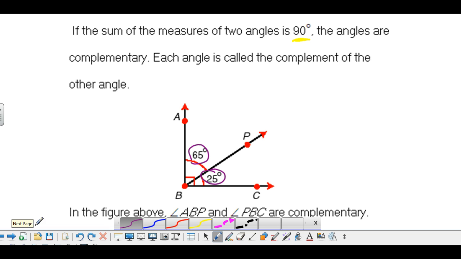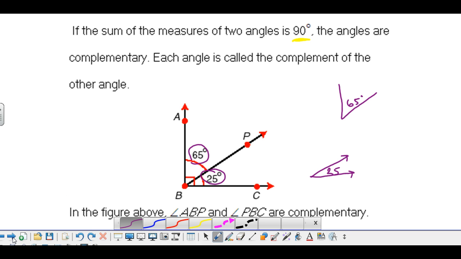However, I also want to point out that to have complementary angles, you don't have to have them be adjacent. You could have a 65-degree angle here and a 25-degree angle over here, and as long as the two measures sum to 90 degrees, the two angle pairs will be complementary.